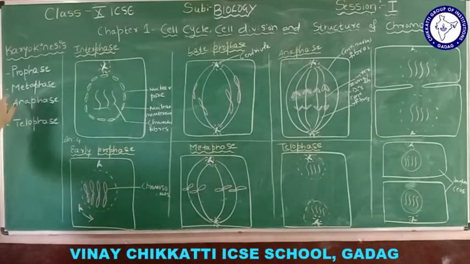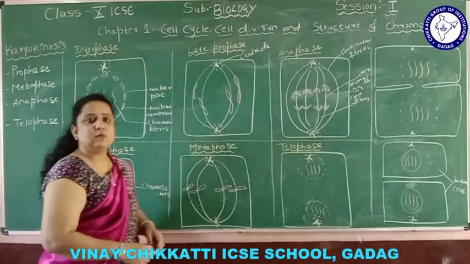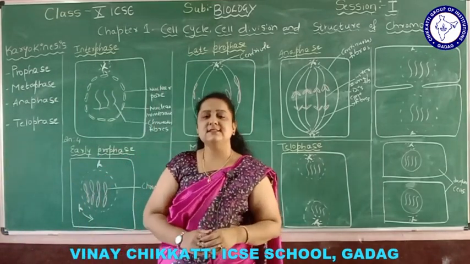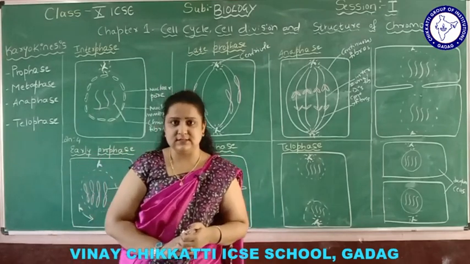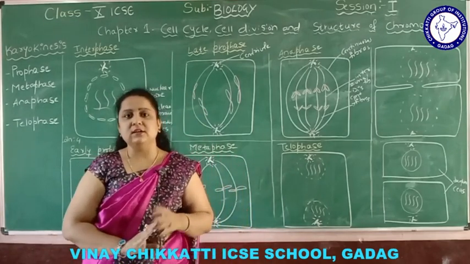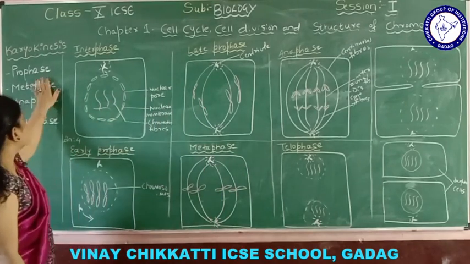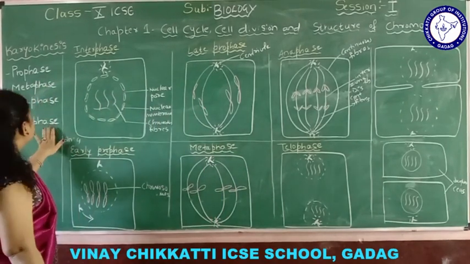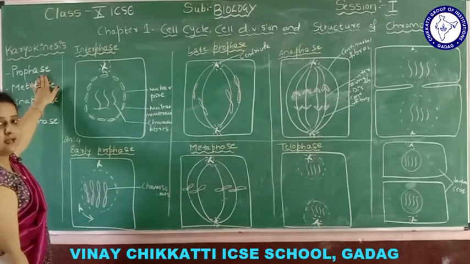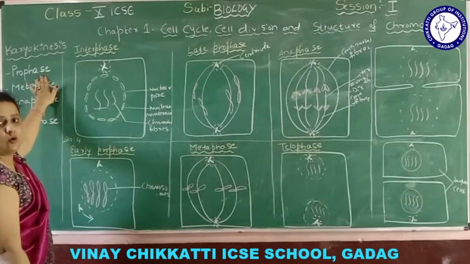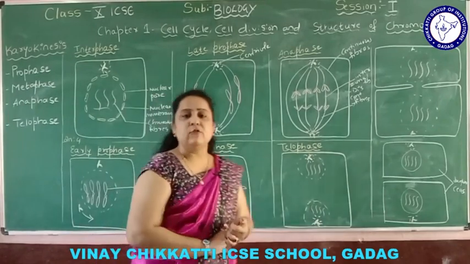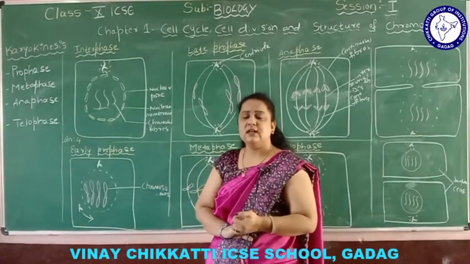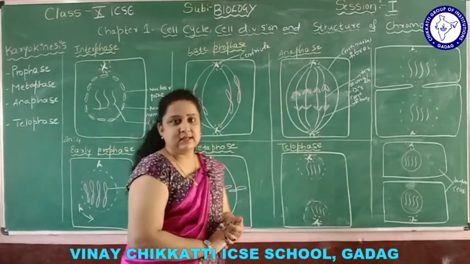Next we'll continue with karyokinesis. Karyon means nucleus and kinesis means to split. So karyokinesis is the division of the nucleus. Karyokinesis is completed in 4 phases: prophase, metaphase, anaphase and telophase. Once again, karyokinesis is the division of the nucleus. Here nuclear division takes place by undergoing 4 substages: prophase, metaphase, anaphase and telophase.